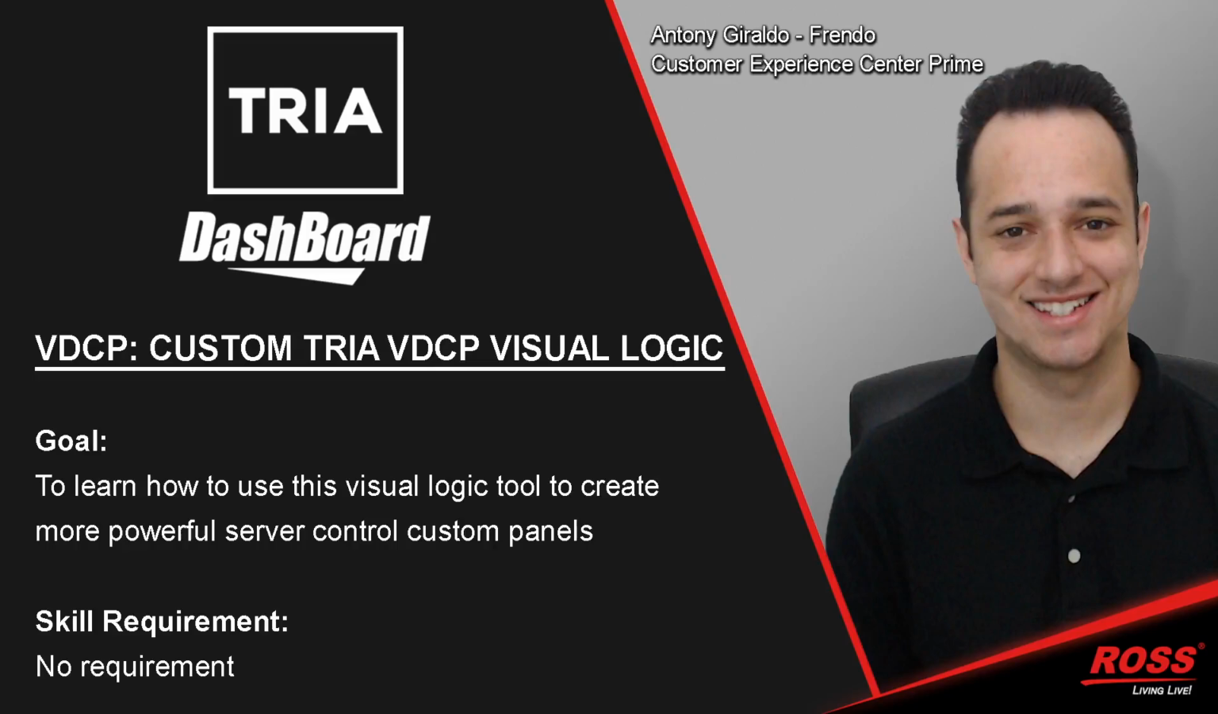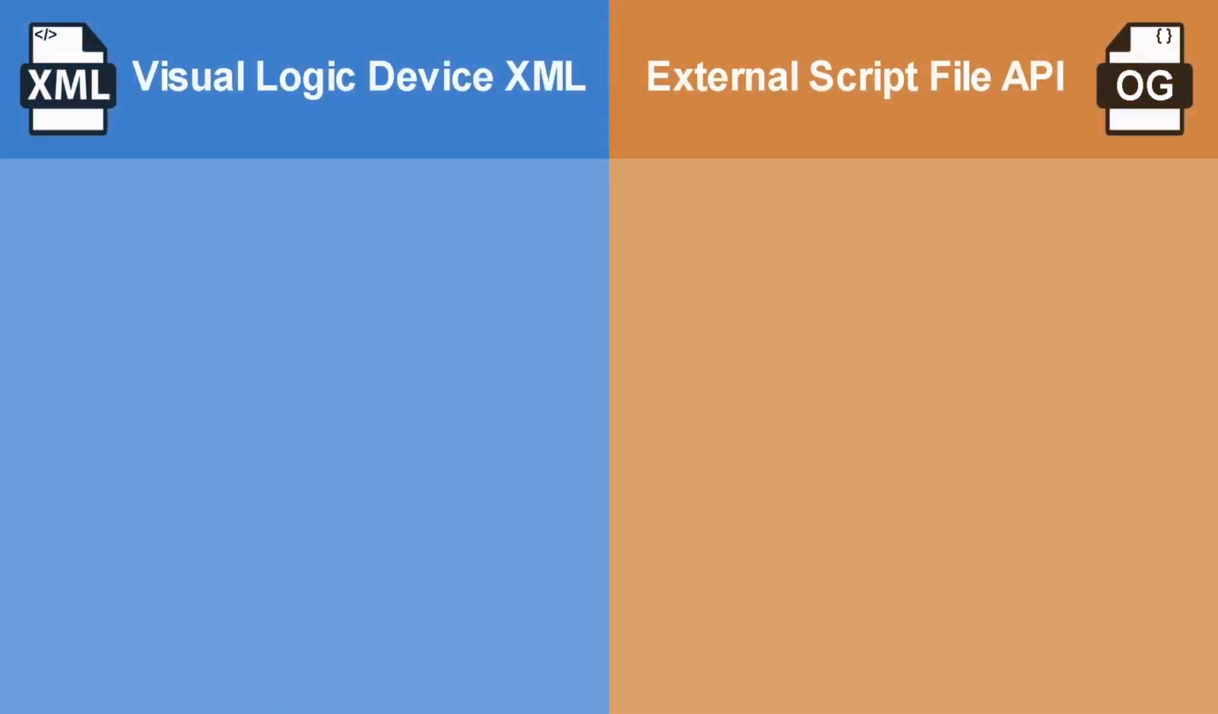You can download this Visual Logic workflow by clicking on the link below this video if you're watching this on the Ross Video website. Now let's take a look at the two different methods that make up this workflow and how they work. Those two different methods are the device XML method and the external script file method.